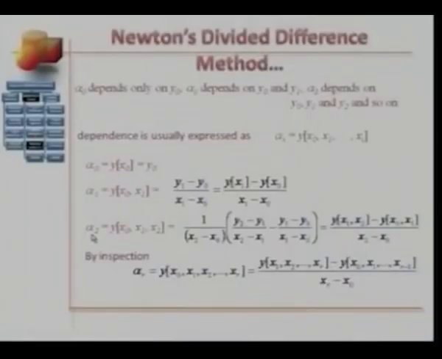So you get alpha 2 equals y[x0, x1, x2]. If r is equal to 2 here, we'll have y[x1, x2], which is right here. And then this would be followed by minus y[x0, x1], which is right here. When r is equal to 2, we'll need only x1. And in the denominator here, we'll have x2 minus x0.